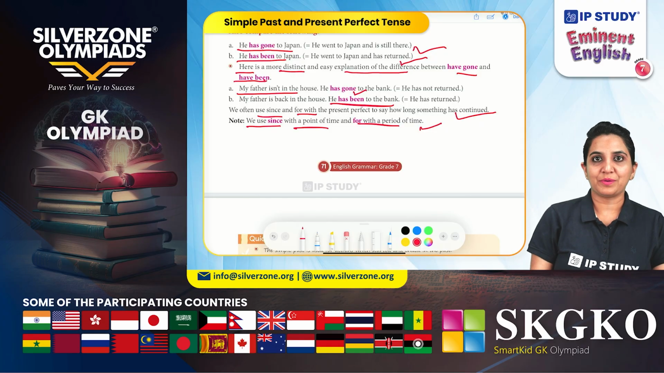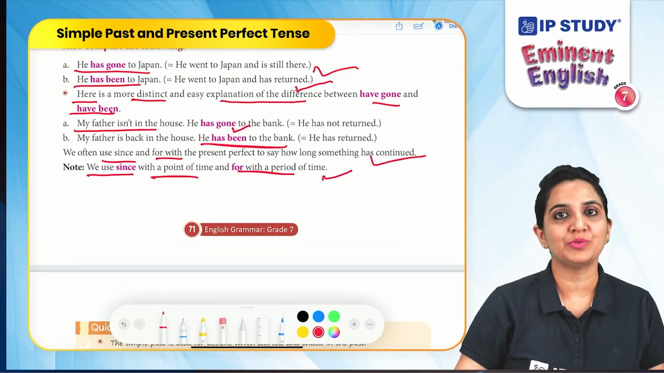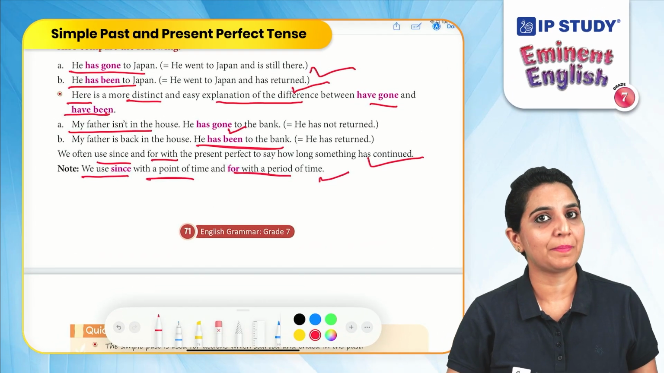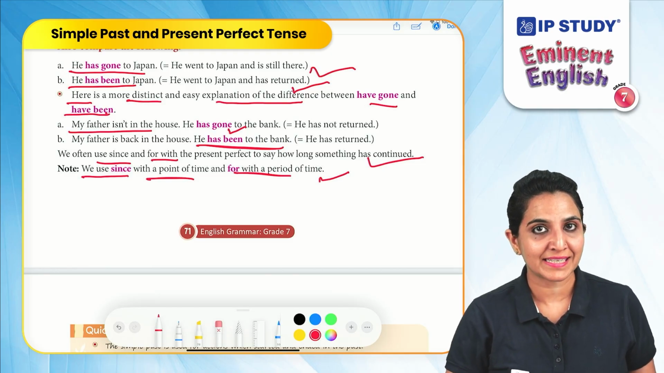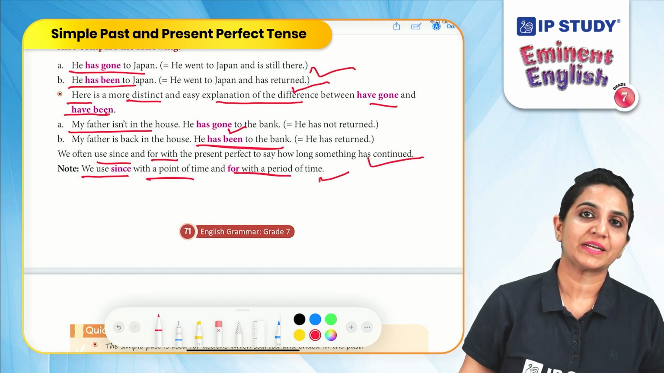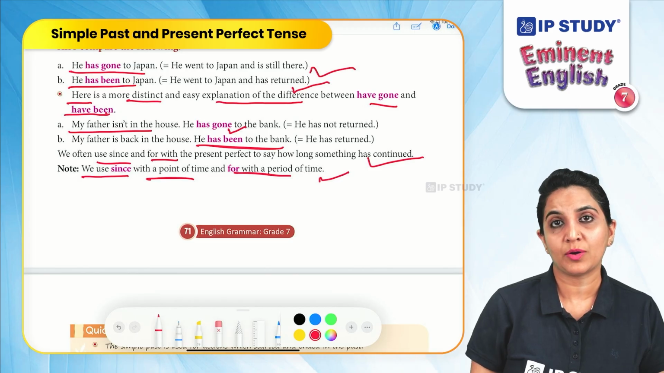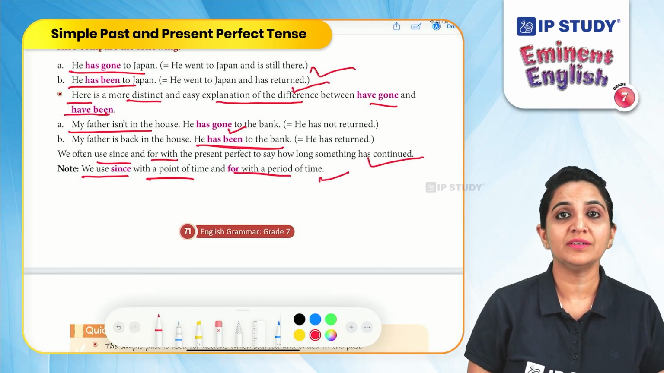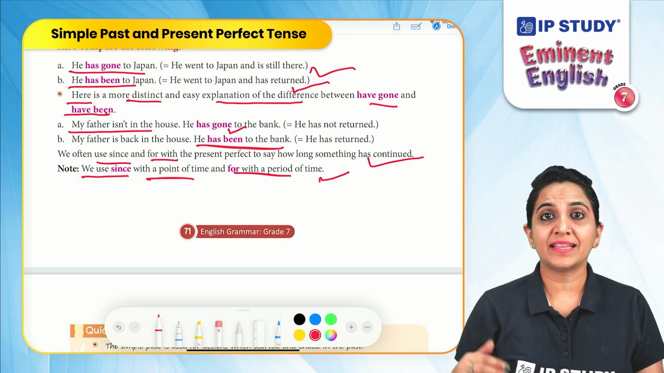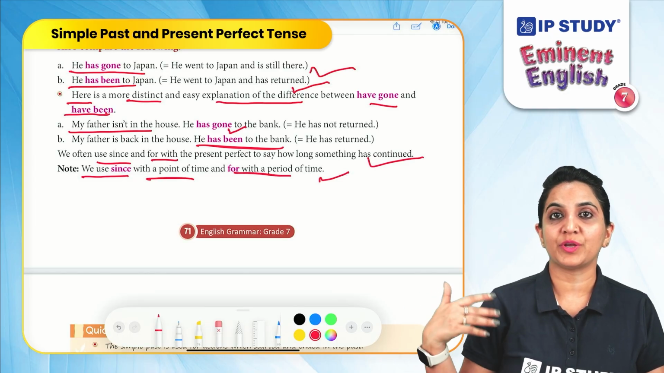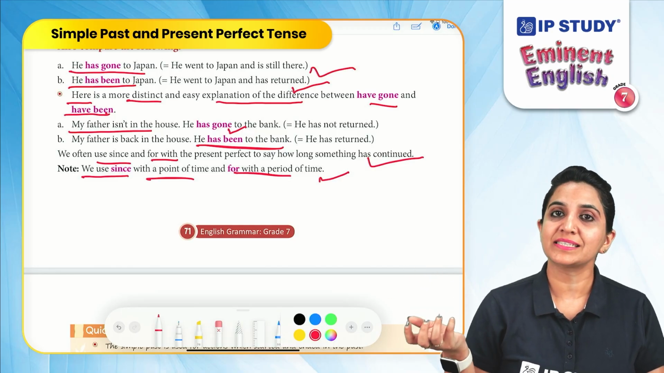So that was all about simple past and present perfect tense. Simple past is used to describe actions that happened in the past and have finished. We use the past form of verbs for these sentences. For present perfect tense, we describe actions that have happened some time ago in the past but are connected to the present. They also describe the future time as well.